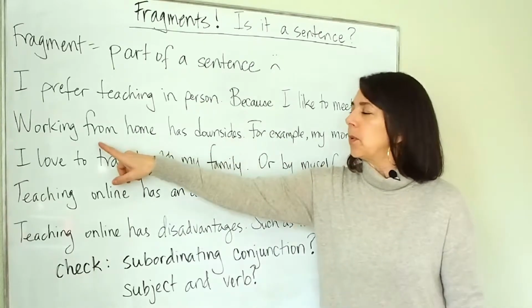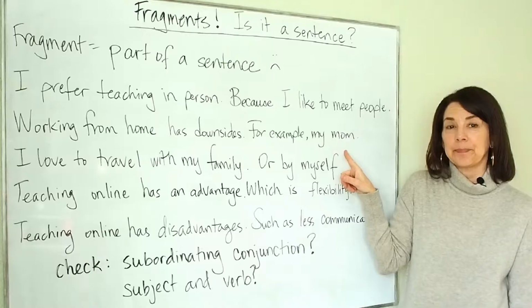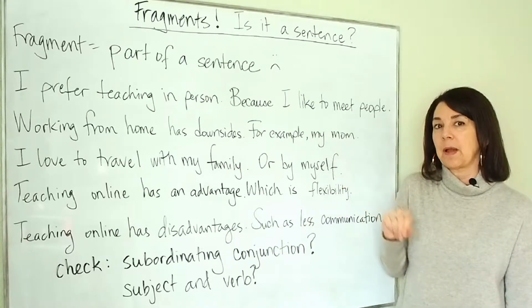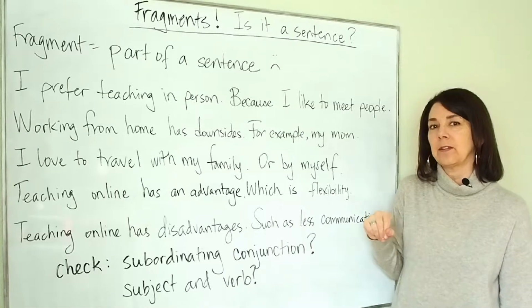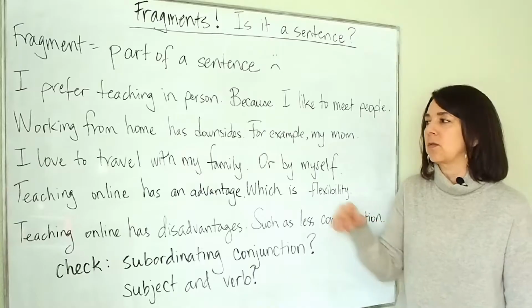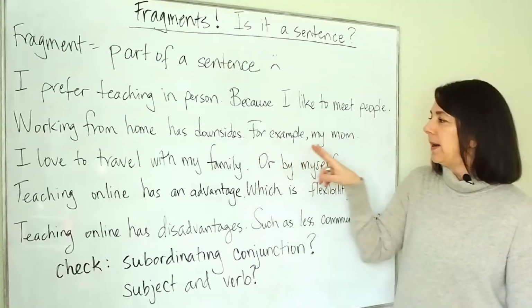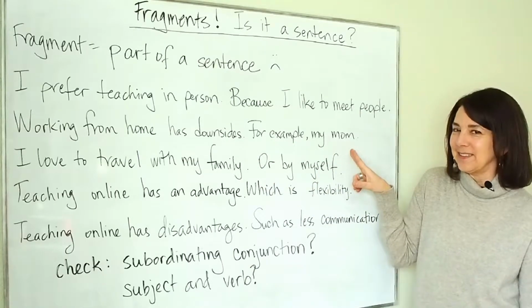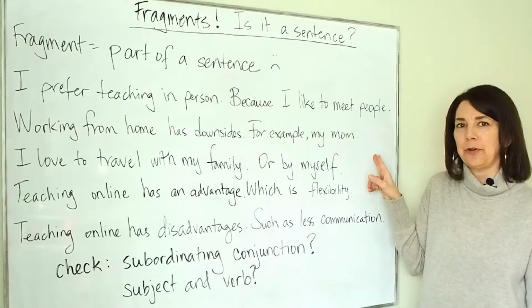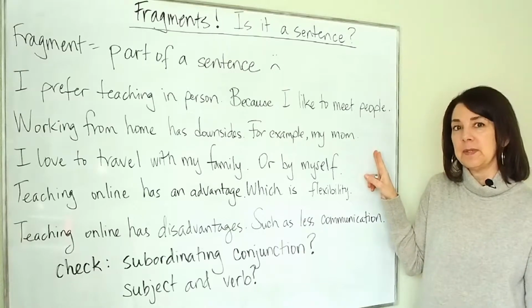Second, "Working from home has downsides. For example, my mom." So in this case, I want to give an example about my mother because my mother works from home, and through her experience, I've been able to see some of the downsides or the disadvantages of working from home. But this is not a sentence. Why? Because we have a subject, but we have no verb. Every sentence needs to have a subject and a verb. The verb here is missing.